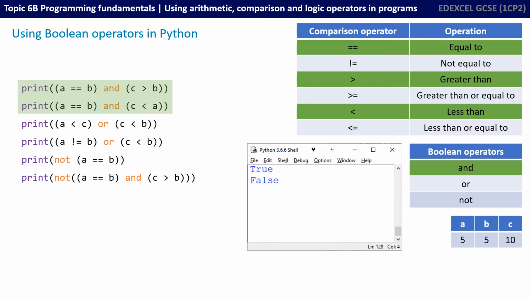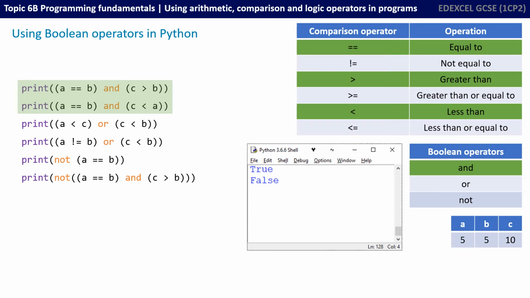And finally, Boolean operators. So we're actually here going to show how we're going to combine some comparison operators and Boolean operators. So I've still got A equaling 5, B equaling 5 and C equaling 10. So I'm going to say A is equal to B. Well, that part is true because A and B are both 5. And C is greater than B. Well, C is 10 and B is 5, so that's also true. So I've got true and true.